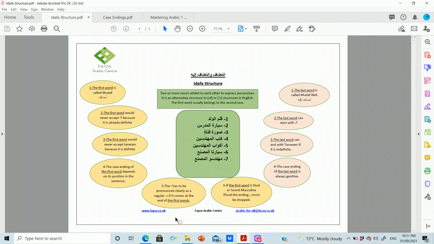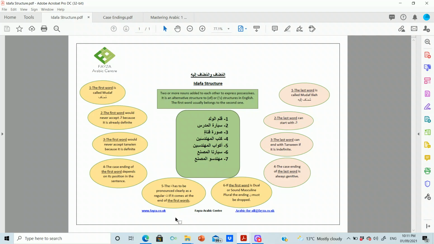7, مهندسو المصنع. Again, مهندسو is originally مهندسون, or مهندسين, by the way. So depending on the case ending, whether it's nominative or accusative or genitive, in all those cases, the noon there at the end has to be dropped. So I would say مهندسو المصنع or مهندسي المصنع.